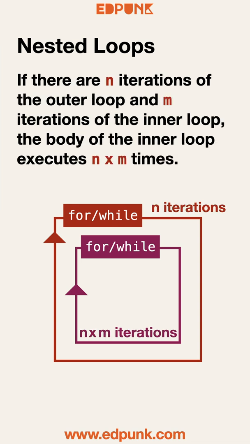Thus, if there are n iterations of the outer loop and m iterations of the inner loop, the code block inside the inner loop executes n into m times.